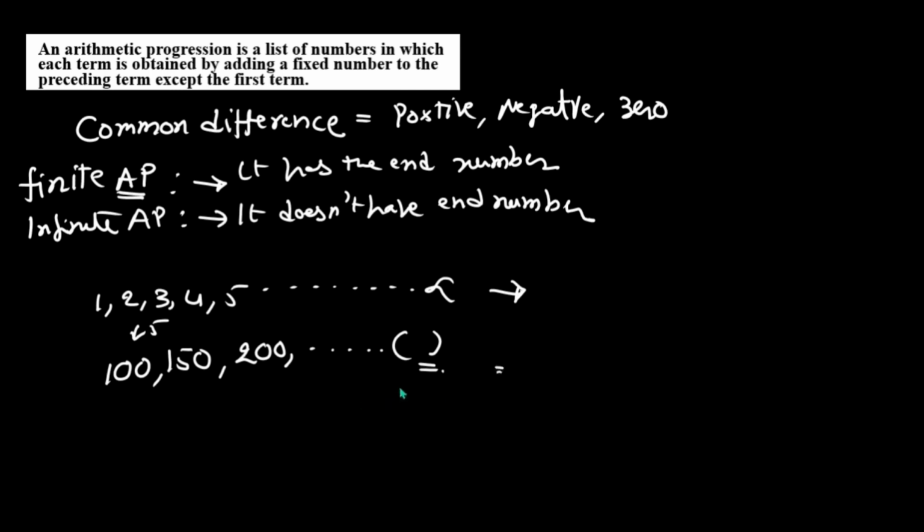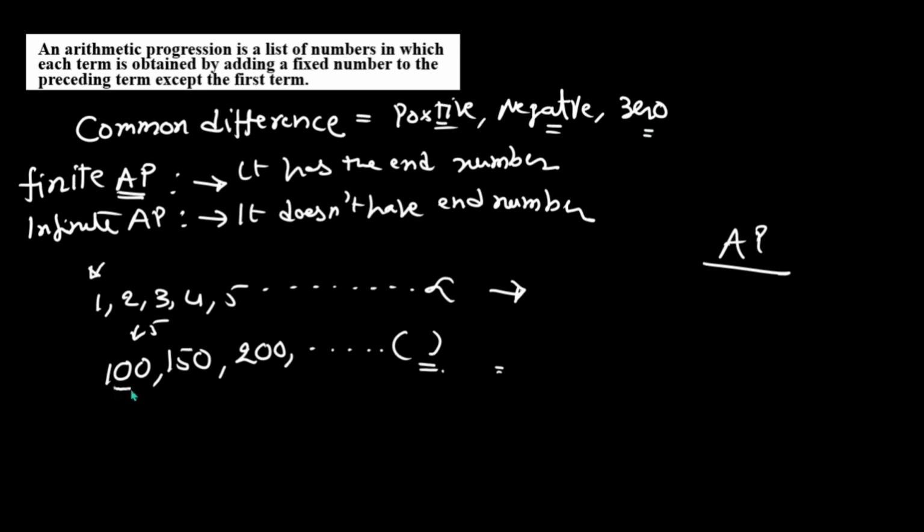Now what we have come to so far is that an arithmetic progression has a common difference. It should have a common difference. That common difference is either positive, negative, or 0, right? In the series we have the terms.